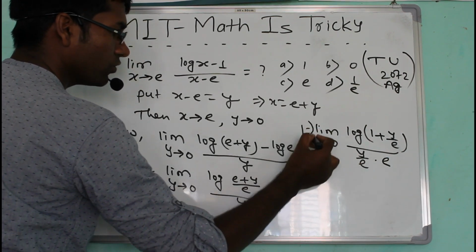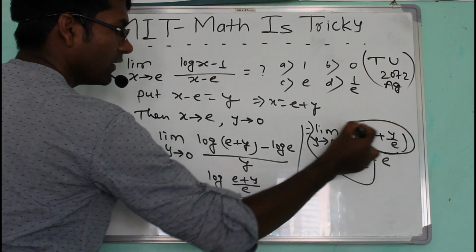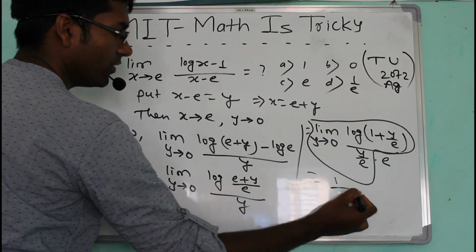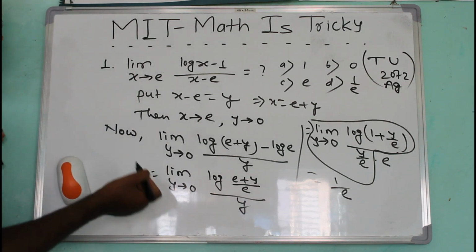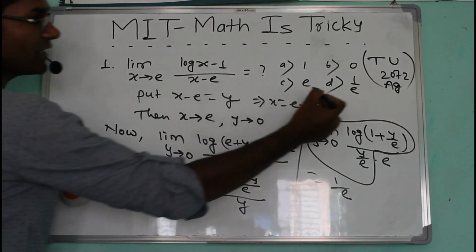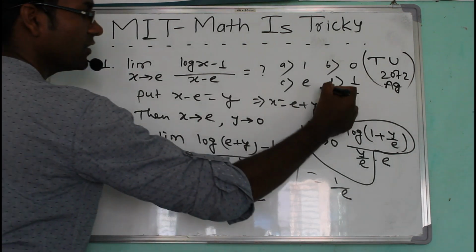Now this whole limit is 1, so 1 by e is your answer. From this we got 1 by e, so the answer is option D. So this is your correct answer.